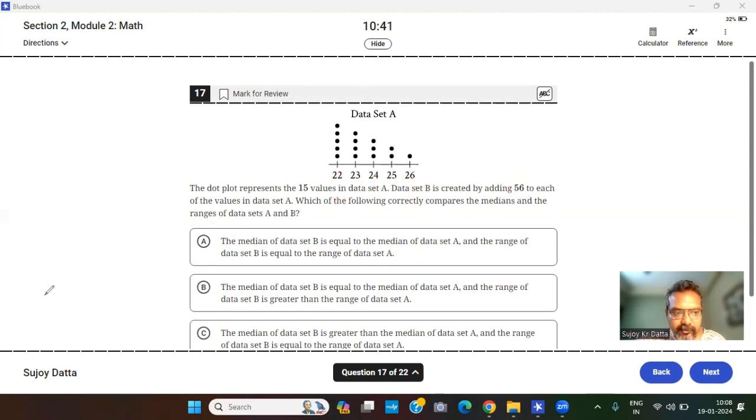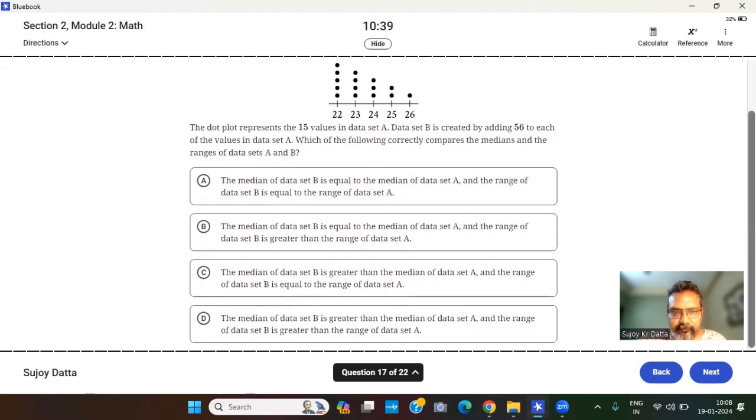So if I look at the answer choices, the range is the same. So the median is equal to median, that's wrong. Median of B is equal to A, that's wrong. Median of B is greater, yes. The range of B is equal to A. C is the correct answer.